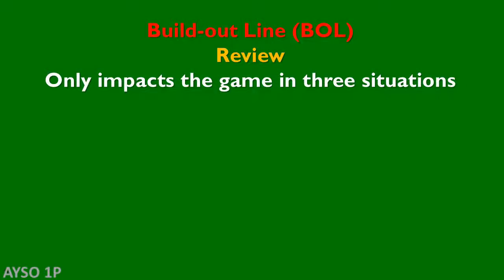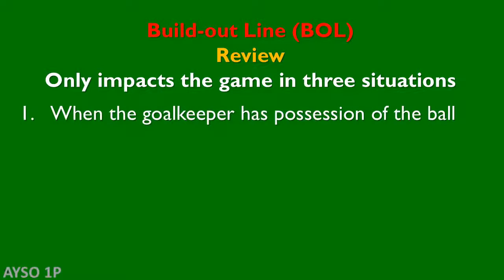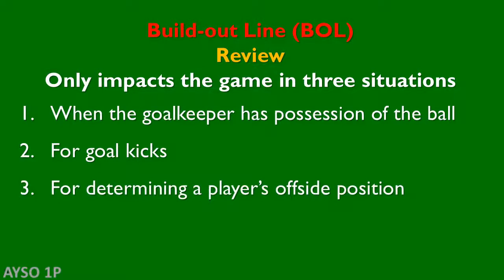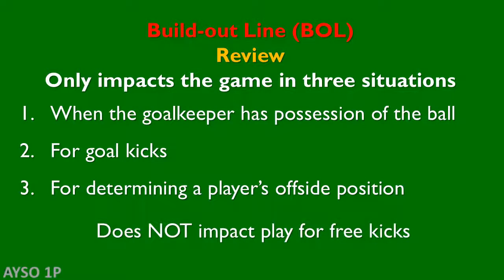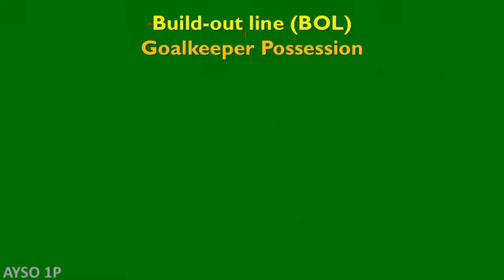Let's review. In 9U and 10U play, the build-out line impacts the game in only 3 ways: when the goalkeeper has the ball in his or her possession, for goal kicks, and for determining whether a player is in an offside position. Remember, the build-out line is not a factor for any free kicks.